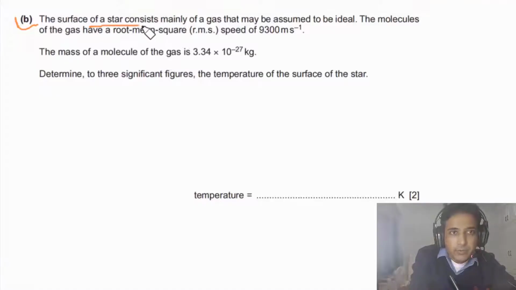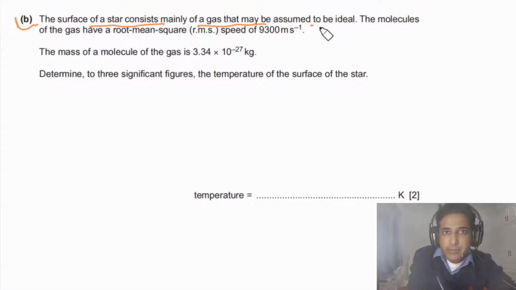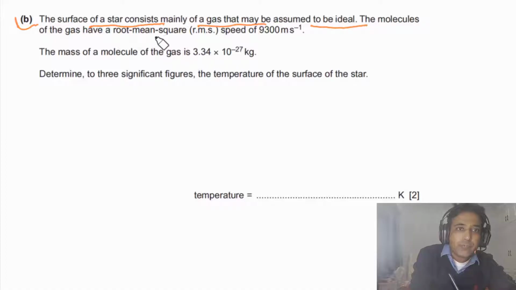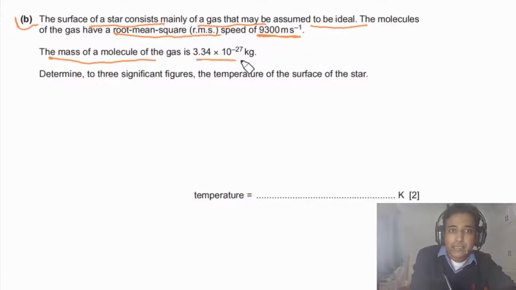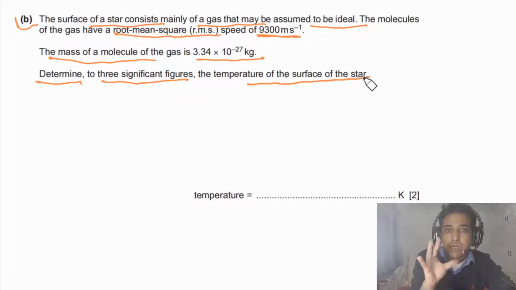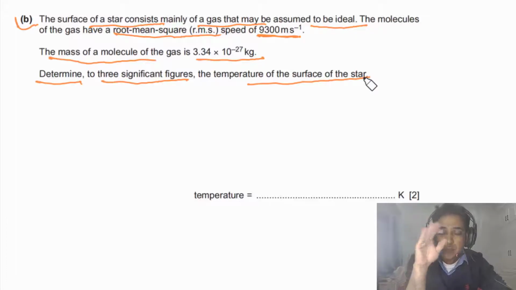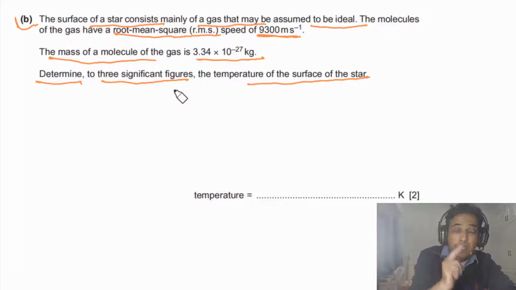Part B says the surface of a star consists mainly of gas that may be assumed to be ideal. The molecules of the gas have a root mean square speed of 9,300 meters per second. The mass of a molecule of the gas is equal to this. Determine to 3 significant figures the temperature of the surface of the star. Now it is given to us the surface is mainly made of gas. So simply we need to determine the temperature of the gas, and we can assume this gas is ideal.